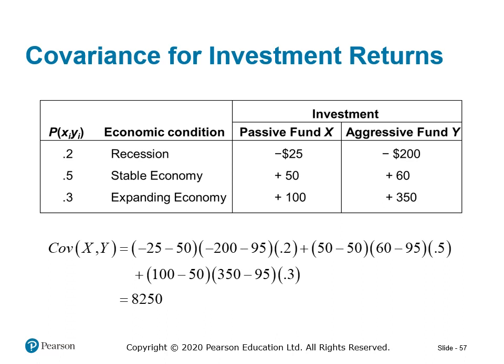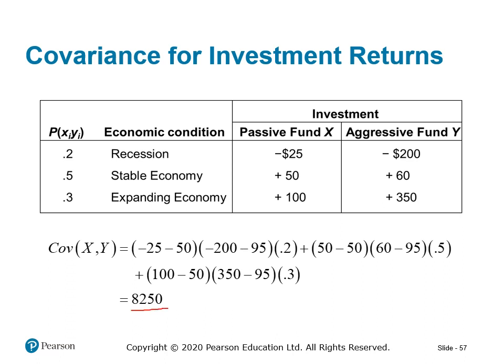Then I do the same thing. Here I have 50 minus 50, which is 0, times 60 minus 95, which is negative 35, times 0.5, but 50 minus 50 is 0, so this second term is 0. That makes the algebra a little easier. Then I have the third, 100 minus 50. In an expanding economy, I make 100 in the passive fund. The expected value is 50. In my aggressive fund, I make 350 minus the expected value, 95. I multiply that by 0.3.